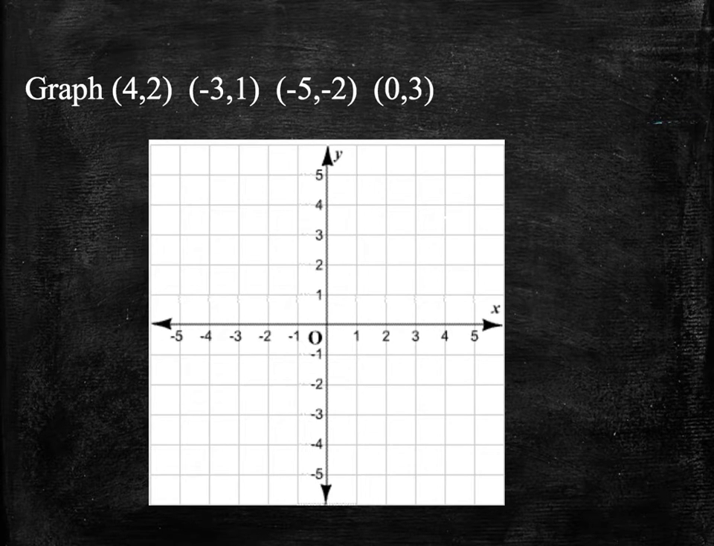All right. So if I want to graph (4, 2), my first number is always x. My second number is always y. So if I'm going to graph (4, 2), I'm going to go over here at 4, and I'm going to go up to 2, and I'm going to put a point right there. That's (4, 2). (-3, 1) would be over negative 3, up to positive 1. I'm at (-3, 1). (-5, -2). And (0, 3) would be right there. So those would be those 4 points. X comes first, y comes second, plot it out.